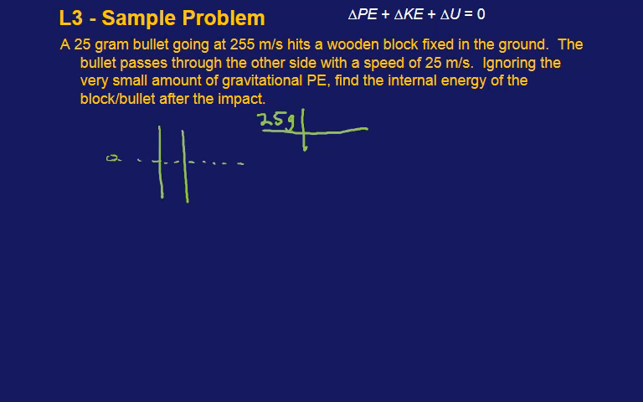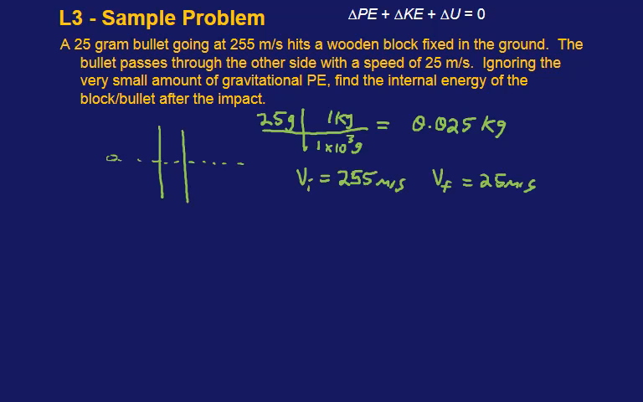All right, so we're going to need our mass in kilograms for this bullet. And if we evaluate the energy, you have the kinetic energy starting out at 255 meters per second. Then afterwards, that bullet continues on with 25 meters per second, but it slows down considerably. And because it slows down, that energy had to go somewhere, and that goes into increasing the internal energy of the system.